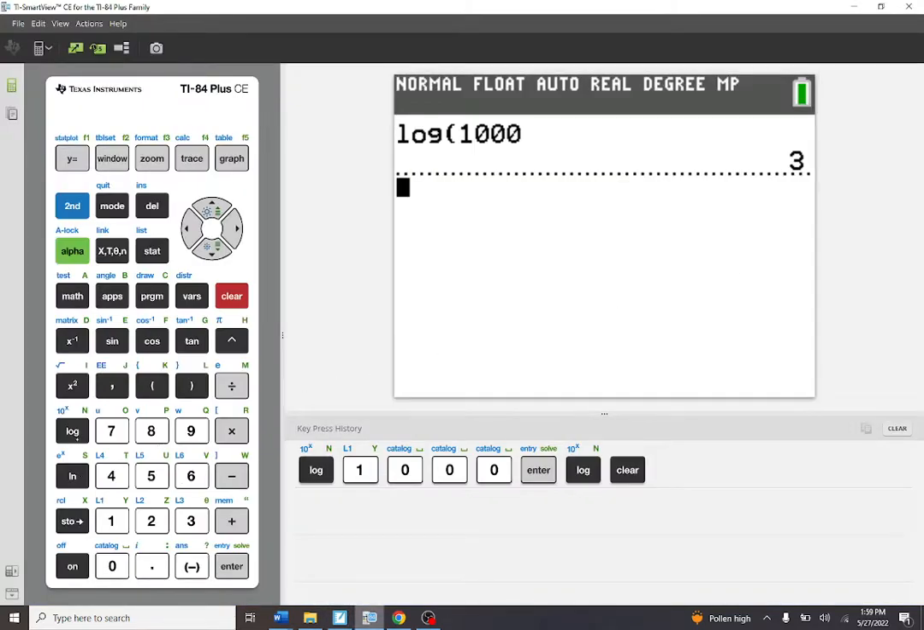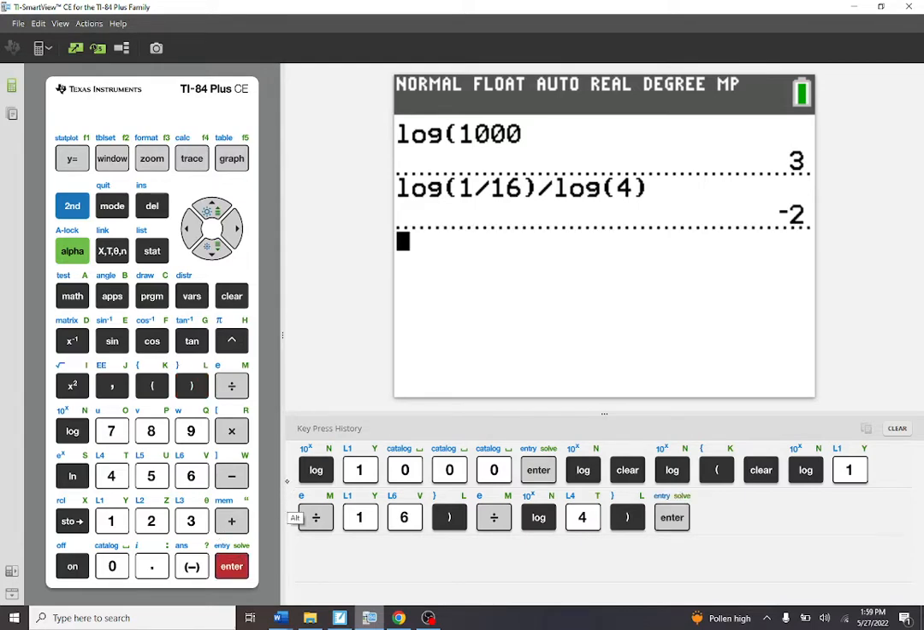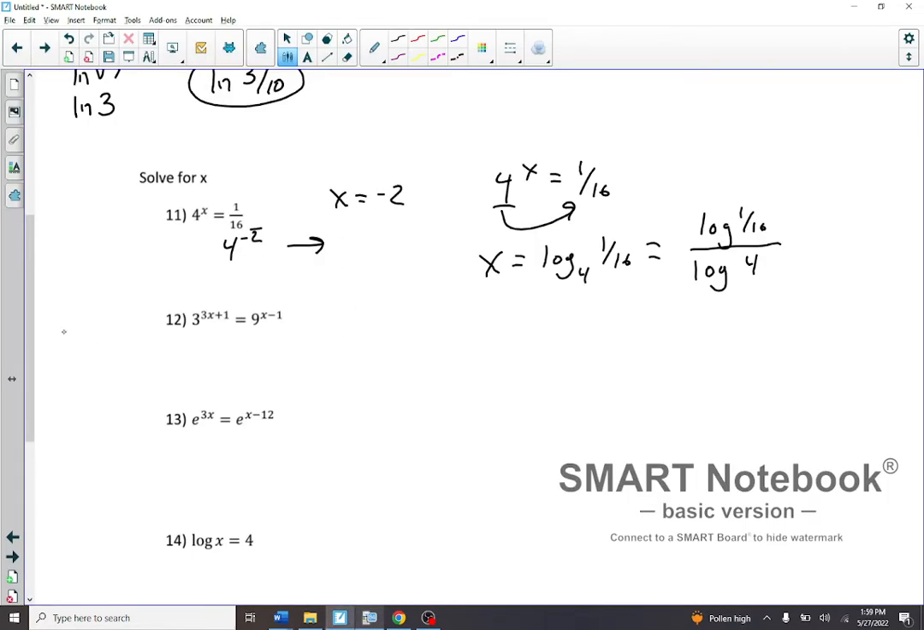So I'm going to do log, I already had a parenthesis, log 1 divided by 16. I'm going to close the parentheses. If you don't close the parentheses, you're going to get the wrong answer. Log 4. And that's going to become negative 2, which is what I said earlier. Okay?